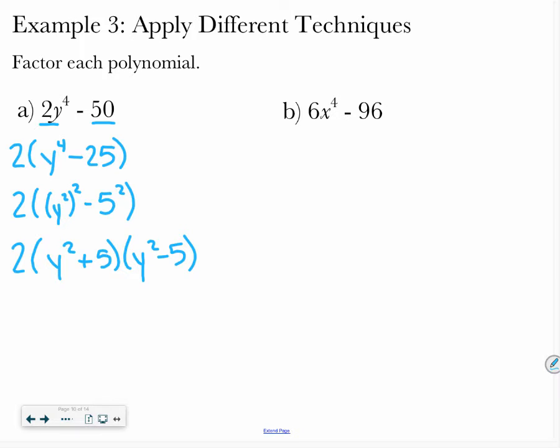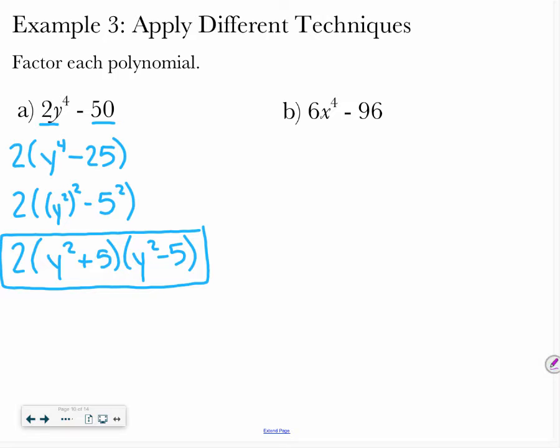But now I have a y squared plus 5. Since that's a plus, I know I can't do anything with it. Is there anything I can do with the y squared minus 5? Is there any number times itself that gets us to 5 nicely? No. So I am done with that problem.